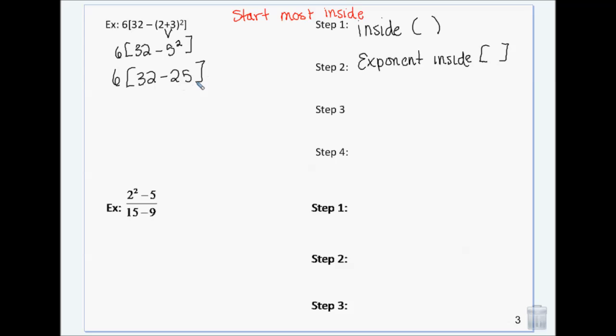Okay, then I subtract inside the brackets. And then I multiply.